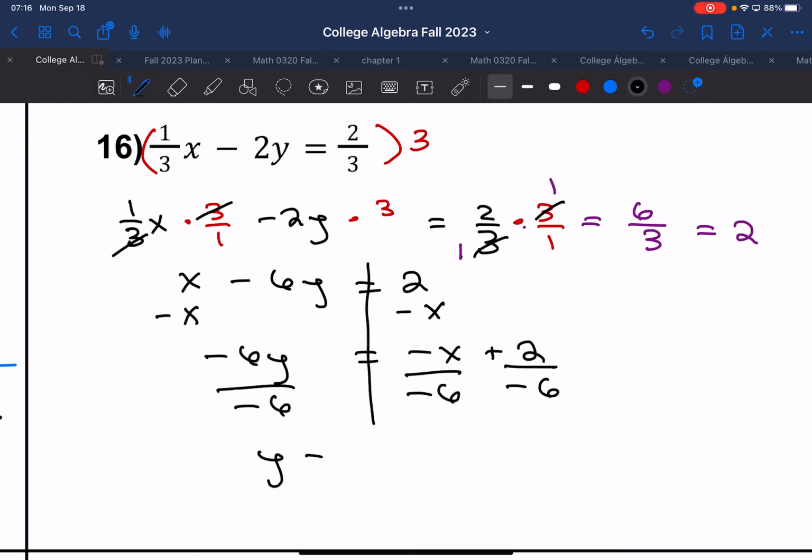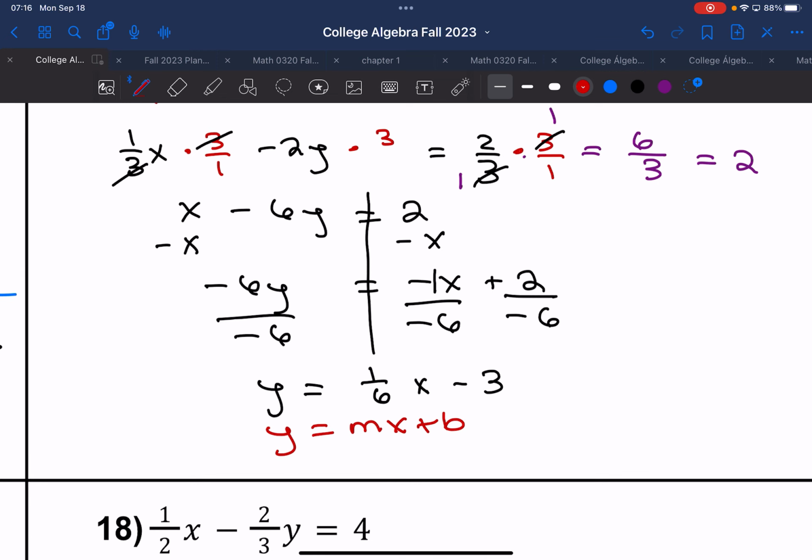So we have y is equal to, what does negative x over negative 6 end up being? What number would be in front of x? Negative 1. So, yes, we assume there's a 1 there. So positive 1/6x. Remember, we want to separate that number from the x so we can easily find our slope. And then 2 divided by negative 6 is negative 1/3. So this here is our y equals mx plus b form.